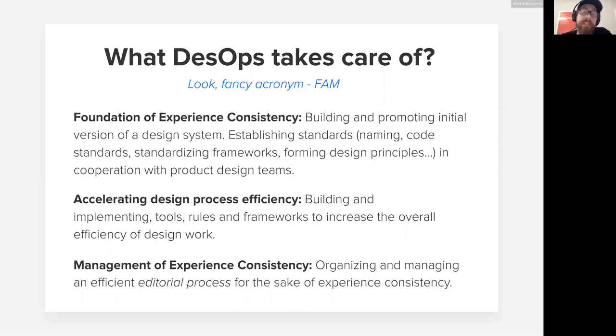So this is just an example of a tool that you have to build in order to increase the efficiency of your design process and your design team. Because that's the main task: you want them to be super efficient and build consistent experiences.